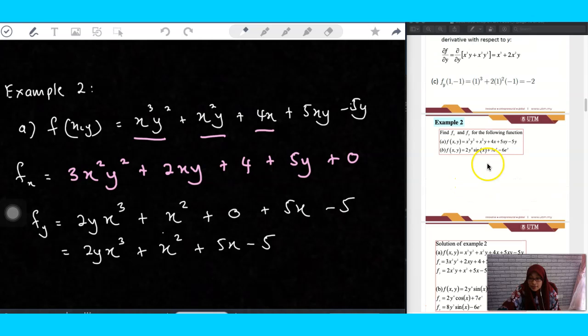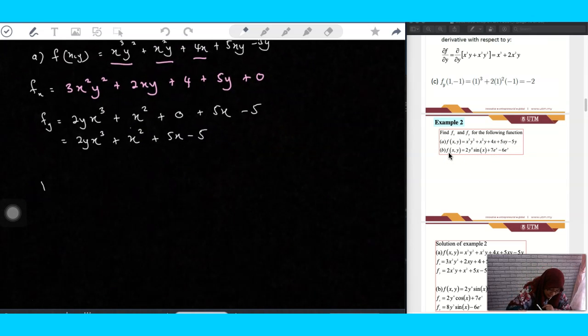Okay, and look at the b. B we have a bit more complicated.